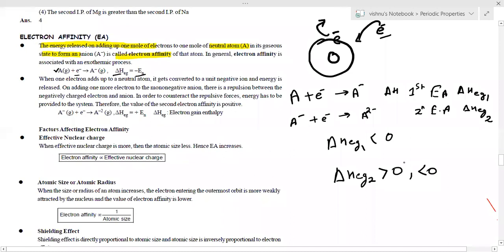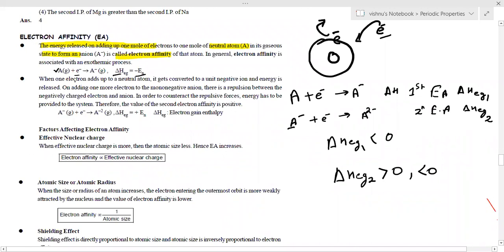Now, why does this happen? When you add 1 electron, the electron density in the atom increases, and now the second electron which you are adding faces extra repulsion. Because of the repulsion, sometimes you need to supply energy. That's why the second electron gain enthalpy is positive.